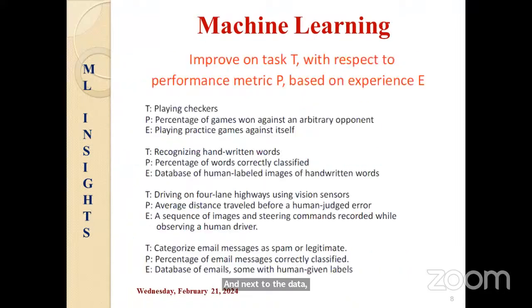Now the floor is open to you. We are playing a chess game. In this chess game, we are going to model it using machine learning algorithms. In this problem, what is the task? The task is playing a chess game. What is the performance? Performance is how many games have been won against the opponent. The opponent here is a computer.